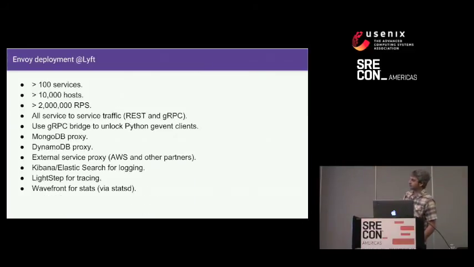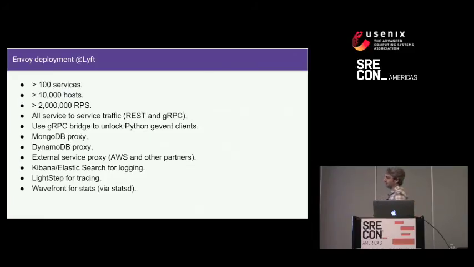So very briefly, just from the Envoy deployment at Lyft, we run, now this slide is old, probably over 150 services now. We run Envoy on over 10,000 hosts. At peak, the Envoy mesh does over 2 million requests per second. All service-to-service traffic goes through Envoy. We use Envoy, I've already talked about this, for MongoDB. We do something very similar for Dynamo. We have a filter that parses the Dynamo REST API and spits out stats. So if you're using Dynamo, again, from any of the application languages, you get very rich stats.